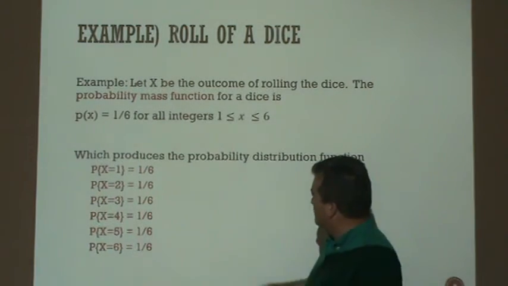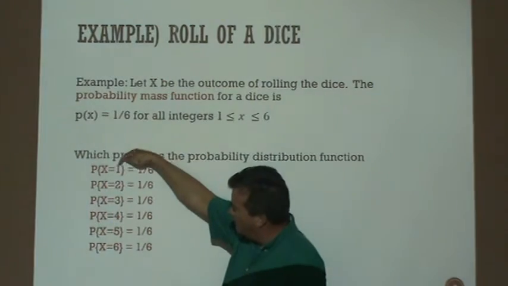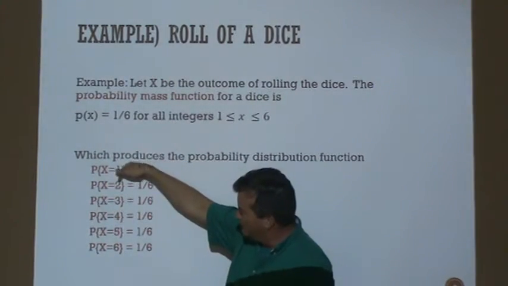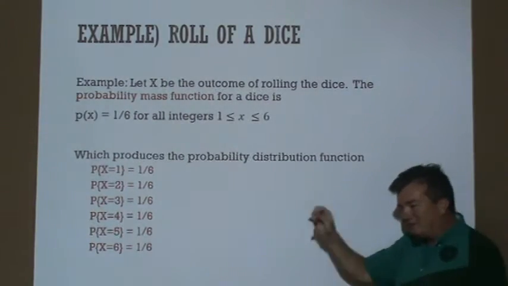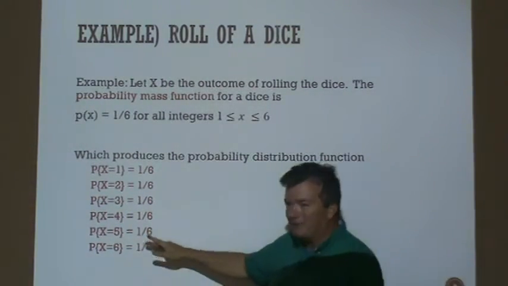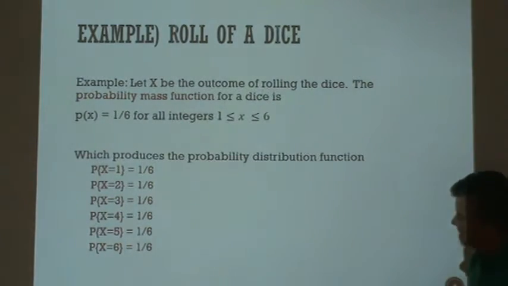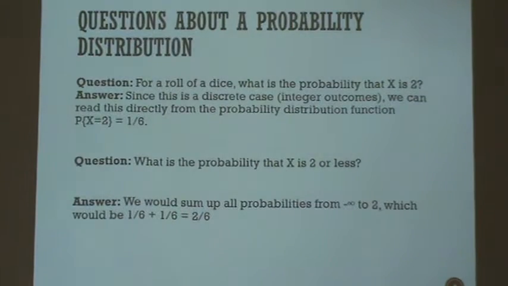So this produces a probability distribution function that says the probability of getting a 1 is 1/6, the probability of getting a 2 is 1/6. And we could code this up in computer science. If the integer is between 1 and 6, output 1/6, any other number we would output is 0. So we could simulate a roll of a dice.